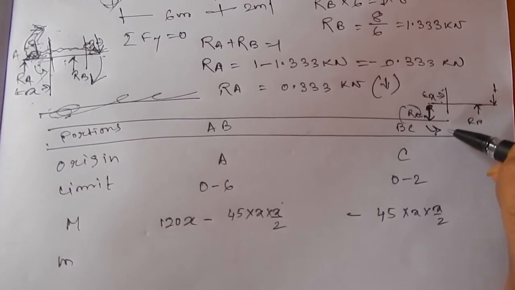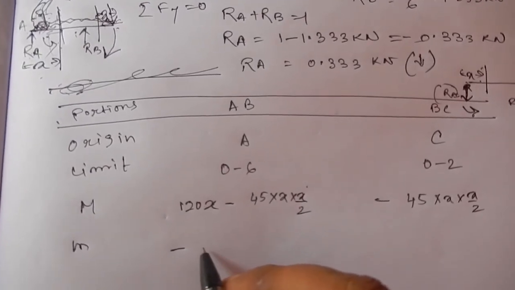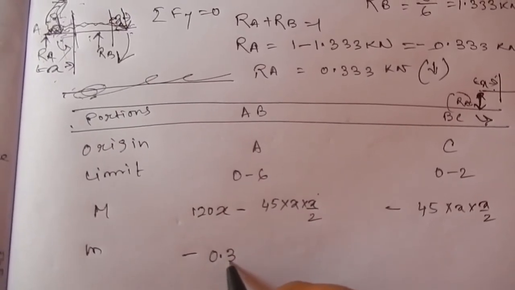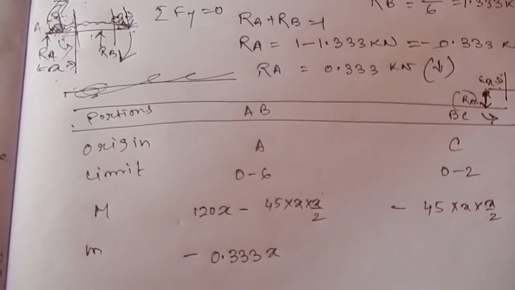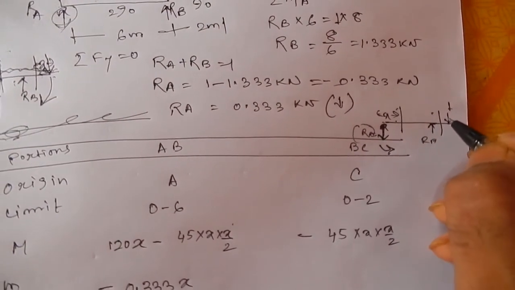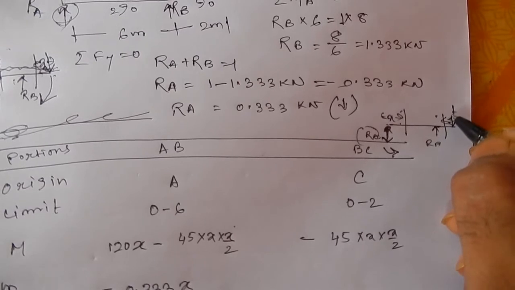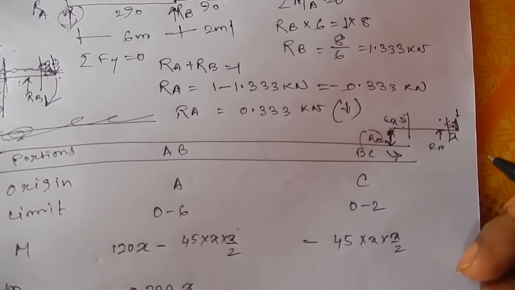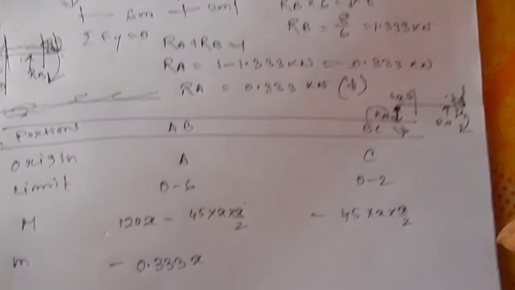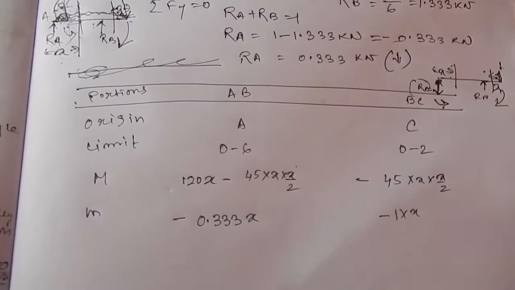And this will be hogging, so we need to take the minus, because we are taking hogging. What is the value of Ra we have got? For this case we have got 0.333, and x. Now if you take any section at BC, what will be the moment? Load multiplied by the distance x, and obviously this is also hogging, so we can get the equation as minus 1 x.